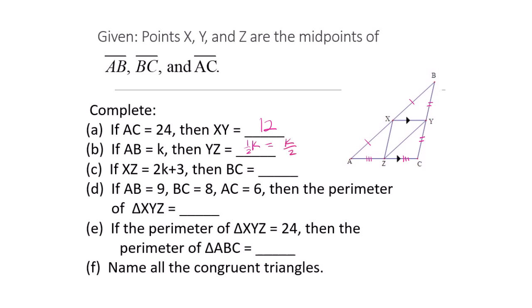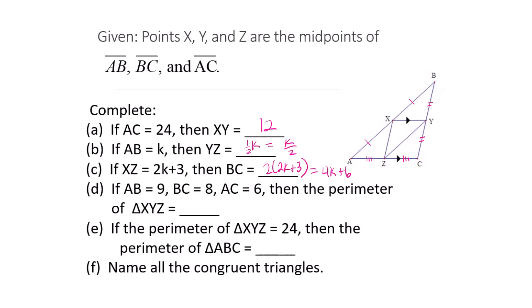All right, XZ is 2K plus 3. So XZ, 2K plus 3. Then BC is double that, right? So BC would be 2 times 2K plus 3. Don't forget the parentheses, right? Because it's double. Depending on how they want the answer formatted, you could also distribute and get 4K plus 6. Either way would be fine. Yeah, either way would probably be fine with me there.